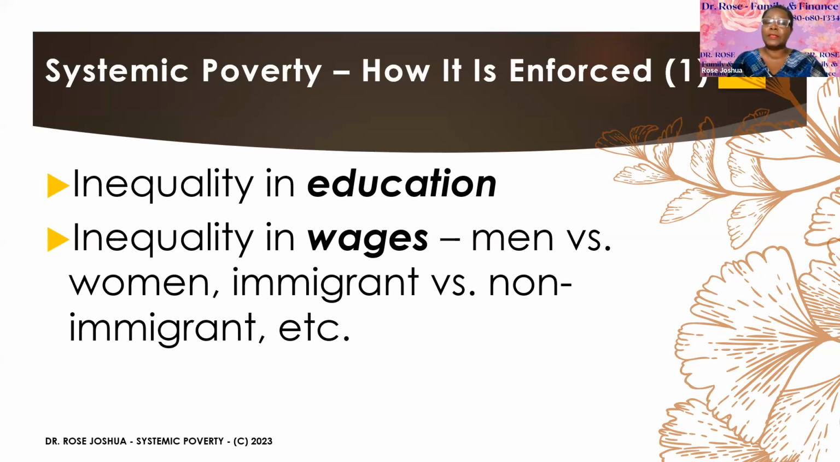So you also have systemic poverty being enforced by inequality in wages. So men versus women, married women versus single women. There's all kinds of discrimination that may or may not be spoken. Immigrant versus non-immigrant, stuff like that. So there are differences in wages that force people to be in different layers.